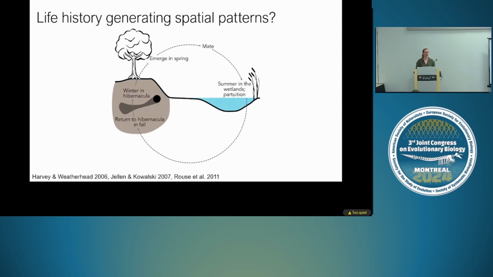So Massasaugas have very, very small home ranges and limited dispersal. They also tend to return to the same overwintering sites year after year. Males will often look for mates in the same locations, and neonates, young snakes, will often return to the area around where they were born to overwinter. And so it seems like there's this spatial clustering and life history events in Massasaugas that might be generating this spatial structure, which is potentially also generating inbreeding.